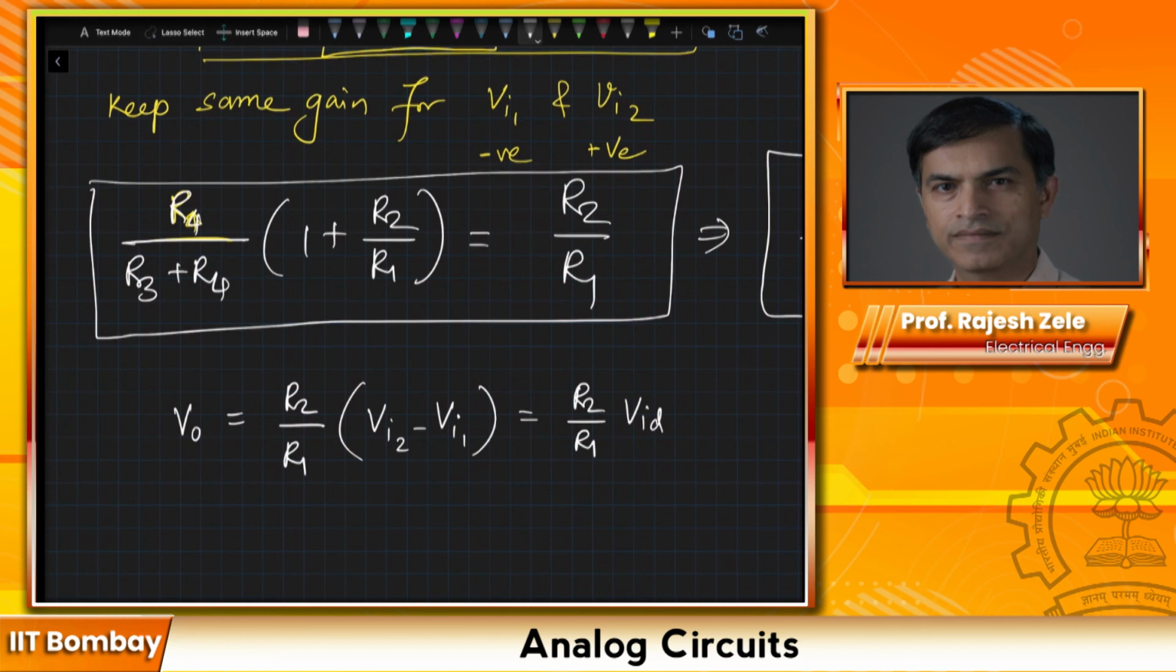The reason I'm showing you this circuit is that your output now is completely independent of the common mode voltage, because it only responds to the difference between the two. So since Vo is independent of VCM, you get A_CM equal to 0, and our desired property is that CMRR should be infinity.